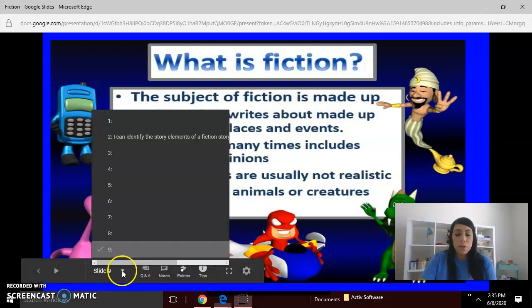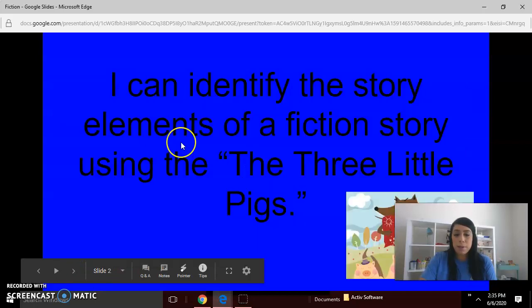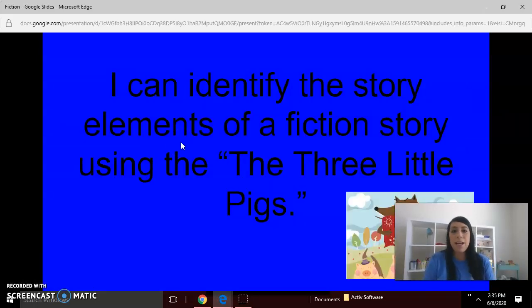Okay, so going back to our objective, I can identify the story elements of a fiction story using the Three Little Pigs. We were, A, able to review what is fiction. B, we were able to review what our 5 main story elements are. And C, we were able to use those with the Three Little Pigs. So, great job, guys.